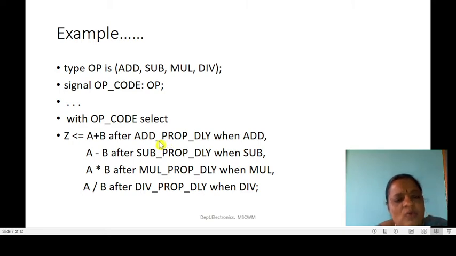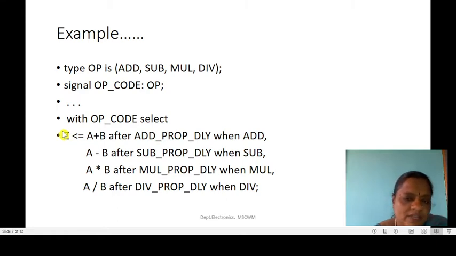So how is this going to work here? Suppose you have selected add here, that means your opcode is add, and here also we have selected add. Then what happens? This is a selected signal assignment statement, so it directly selects add, finds the value of the addition A plus B, and gives the value to Z.